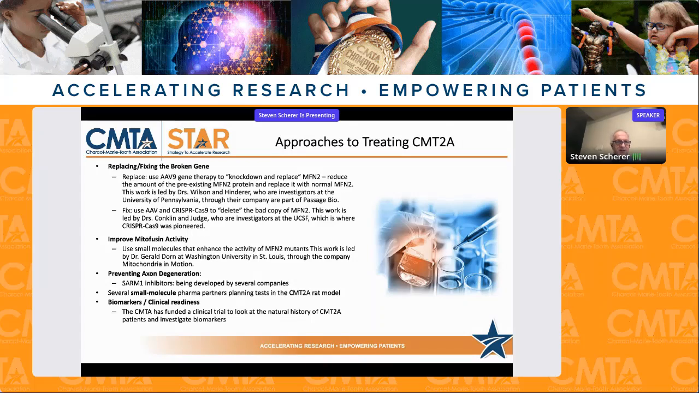And on my last slide, I'll at least mention there are other small molecule pharma companies that have partnered with the CMT Association to use the CMT2A rat model for unique strategies that these companies have come up with, and I don't really have the time and even the necessary knowledge to tell you about them today.